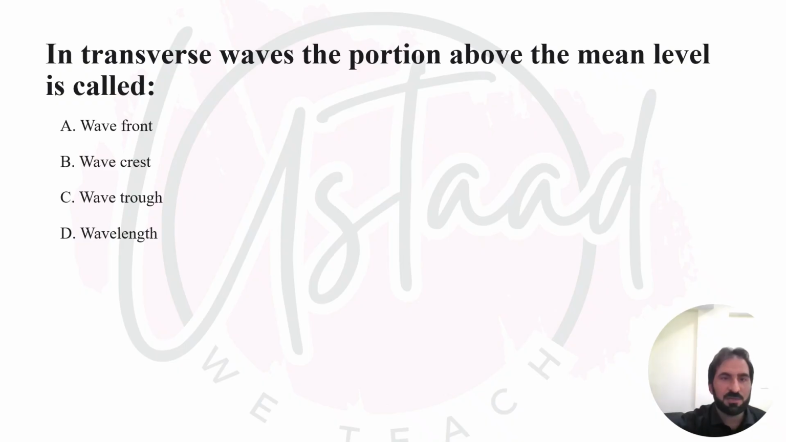Okay, the last MCQ of this lecture is: in transverse waves, the portion above the mean level is called wavefront, wave crest, wave trough, or wavelength. So option B is the correct option we have, that is wave crest.